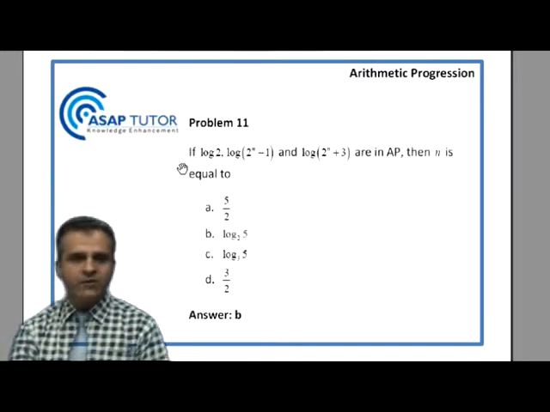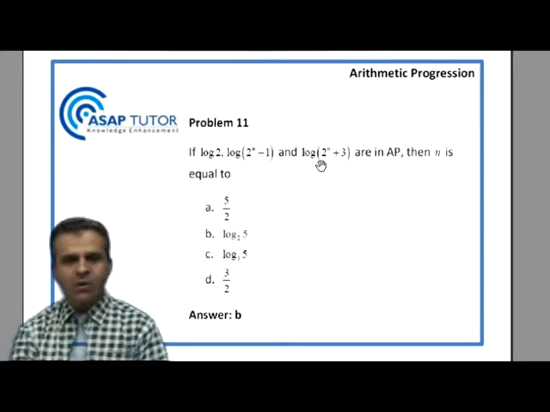Now here the next is, if log 2, log of 2 raised to the power n minus 1, and log of 2 raised to the power n plus 3 are in AP, then we want to find the value of n, whether it's equal to 5 by 2, or log 5 base 2, log 5 base 3, or 3 by 2.